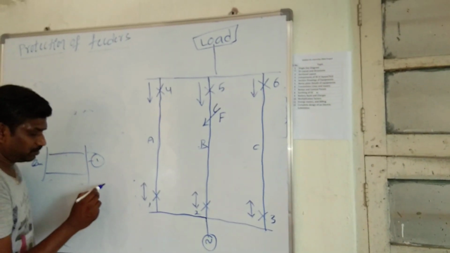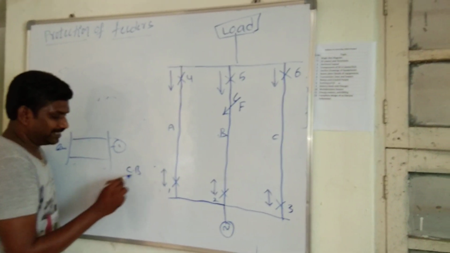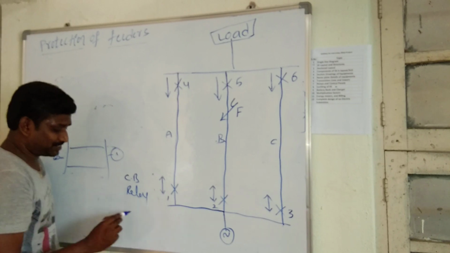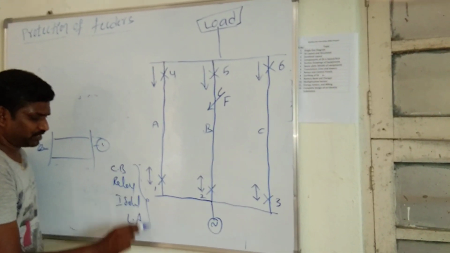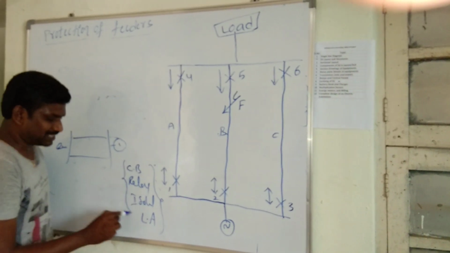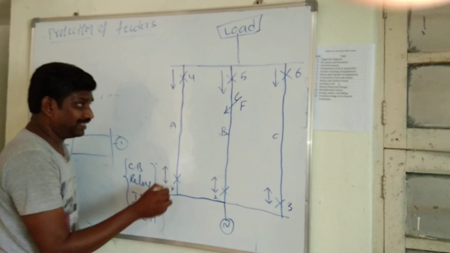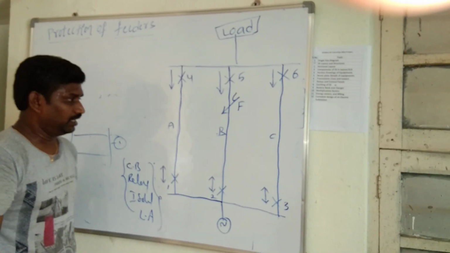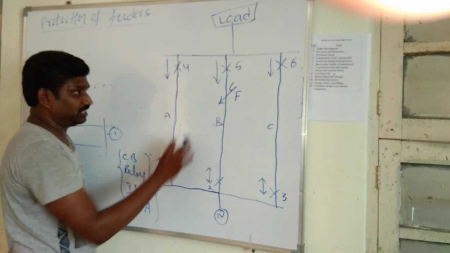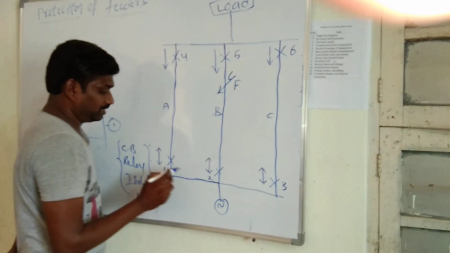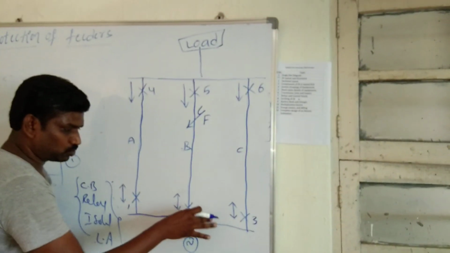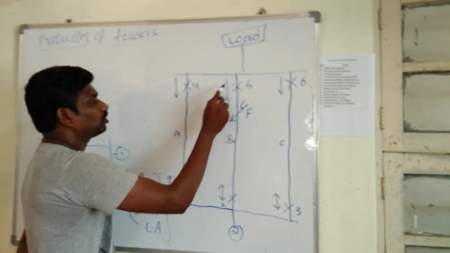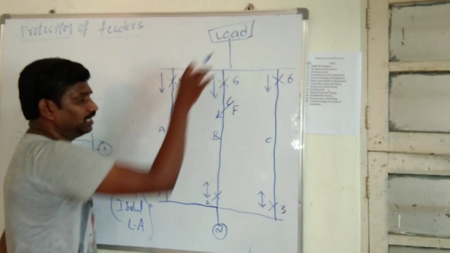Okay, what is our protective scheme? It consists of circuit breakers, relays, isolators and lightning arresters. These switchgear components are used at the starting end and the receiving end of the feeder. And here the relays 1, 2, 3 are connected towards the source end, and the relays 4, 5, 6 are connected towards the load end.